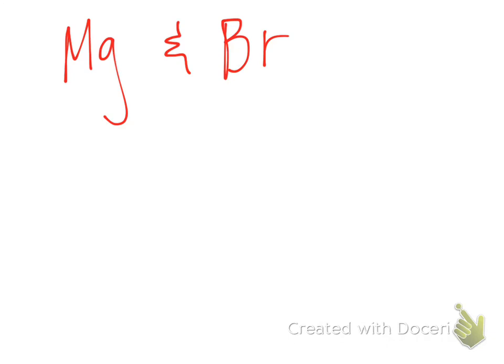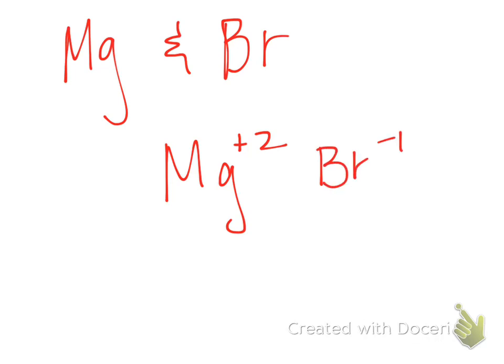Okay. The first thing that we want to do when we build a compound is write out each individual element with their charge. So each ion with its charge. So magnesium has what charge? Find magnesium on your periodic table of ions and tell me what's the charge for it. +2. Okay, and what's bromide's charge? -1.